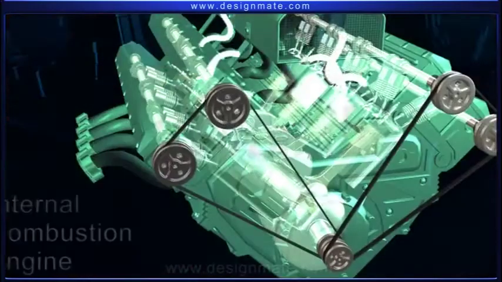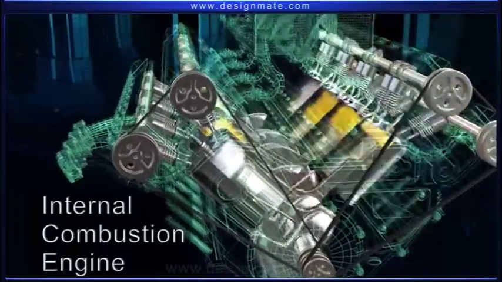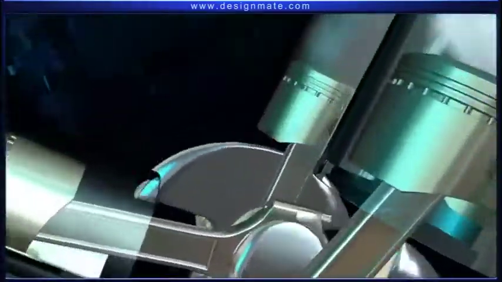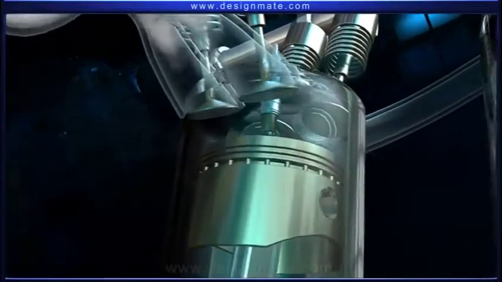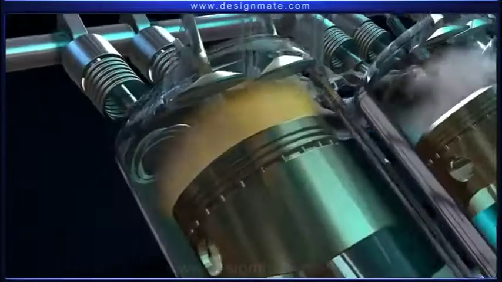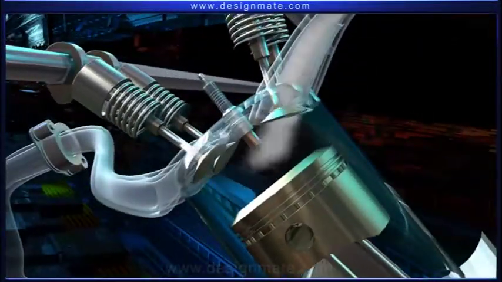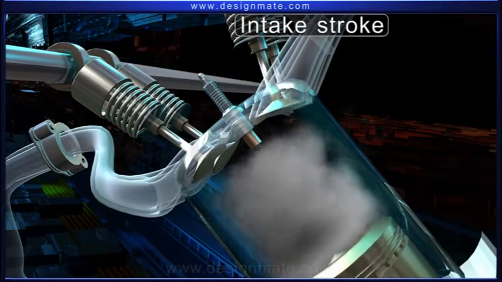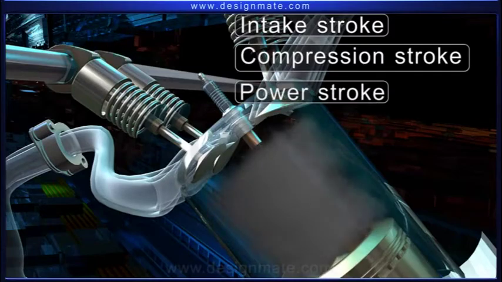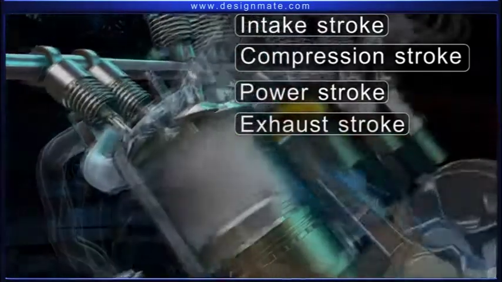Summary: the internal combustion engine, invented by Nicholas Otto, converts the energy of a fuel-air mixture into mechanical energy by burning it within a combustion chamber. And the engine cycle of an internal combustion engine consists of 4 strokes, namely intake stroke, compression stroke, power stroke, and exhaust stroke. It is called a 4-stroke engine.